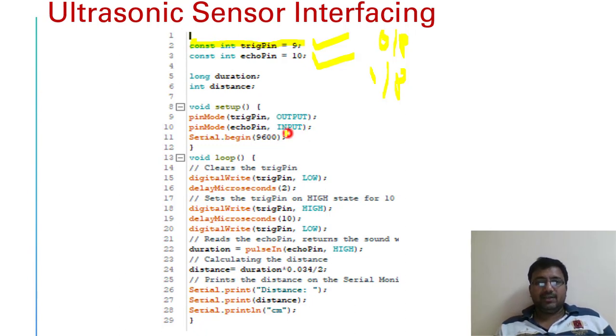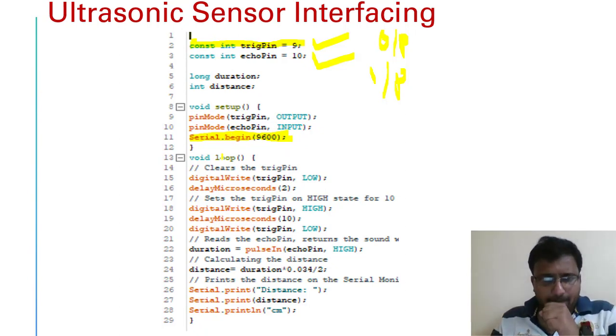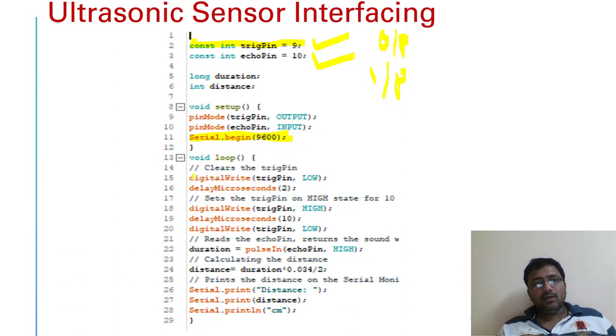We are going to measure the distance on a serial window. That's why I wrote Serial.begin 9600. In void loop, first make the trigger pin a low to high transition. For 2 microseconds it is low. Then after that for 10 microseconds it is high, and again low. So one pulse I am going to send on the trigger pin. So this is the pulse sending code: low, high, and low, where high is for 10 microseconds.